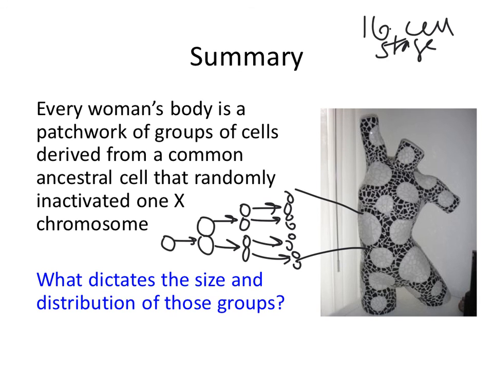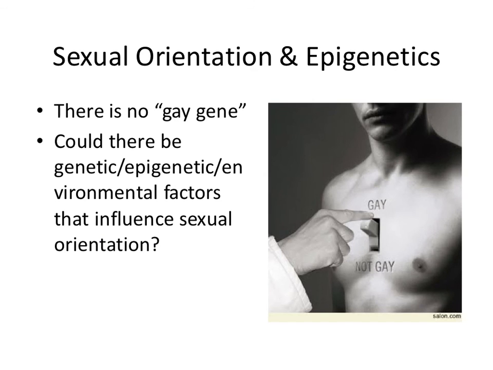Yeah, you'd have smaller patches. There would be smaller spots in the body, each of which are derived from that individual one of 256 cells that were present in the embryo when X chromosome inactivation occurred.